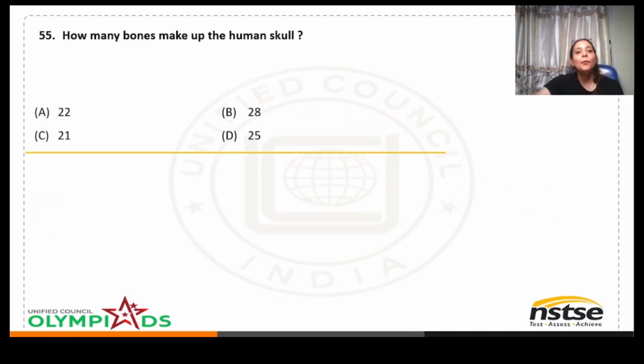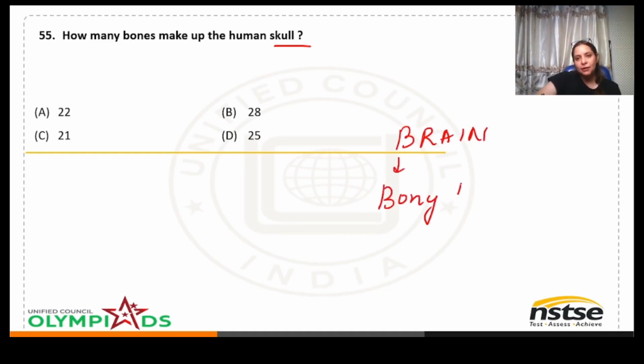Next question. How many bones make up the human skull? Now what is the skull? See, we know that the main controlling center of our body is the brain. Brain is covered by a bony box. See, the brain is very delicate. So the brain is covered with a bony box, a box which is made up of bone. This is the skull. Under that we have the brain, which is very delicate. So in order to protect the brain from any shock, it is covered with a bony box.